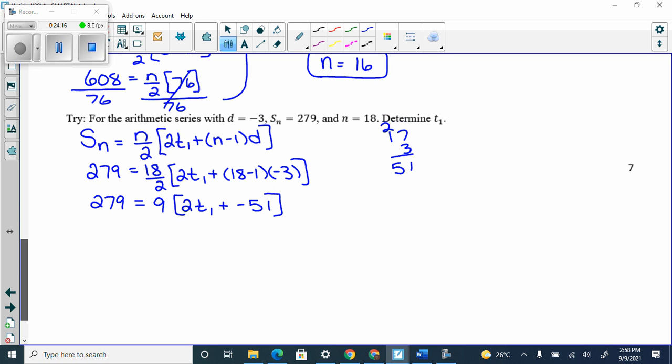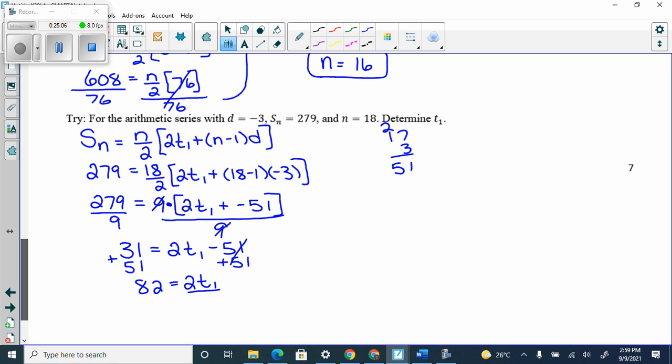Now I can't deal with the bracket until I get rid of the stuff in front of it. The stuff in front of it is the 9. How do I get rid of a 9? Anyone know? What's the 9 doing currently? So currently the 9 is being multiplied by that bracket, right? How do I get rid of a multiplication? Division. 279 divided by 9 is 31. So 31 equals 2T1 minus 51. How do I get rid of a minus 51? You just add it. So I get 82 equals 2T1. Divide by 2. T1 equals 41.